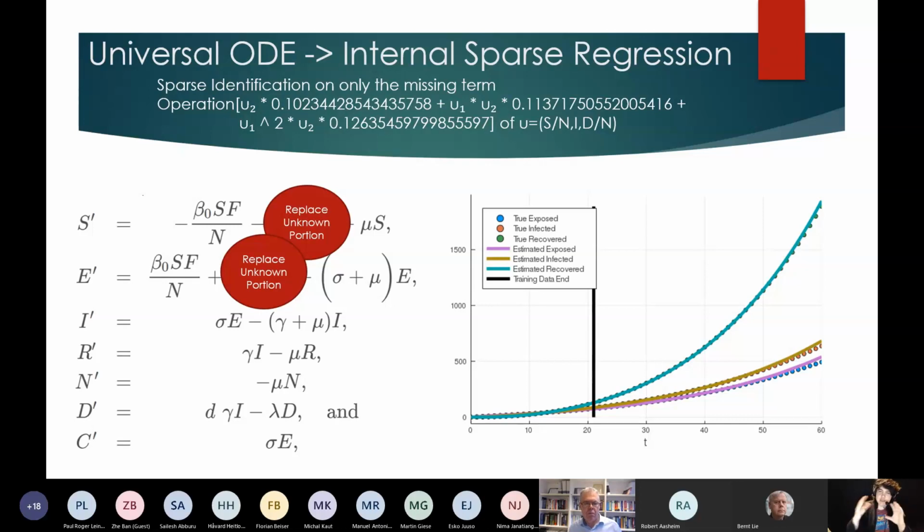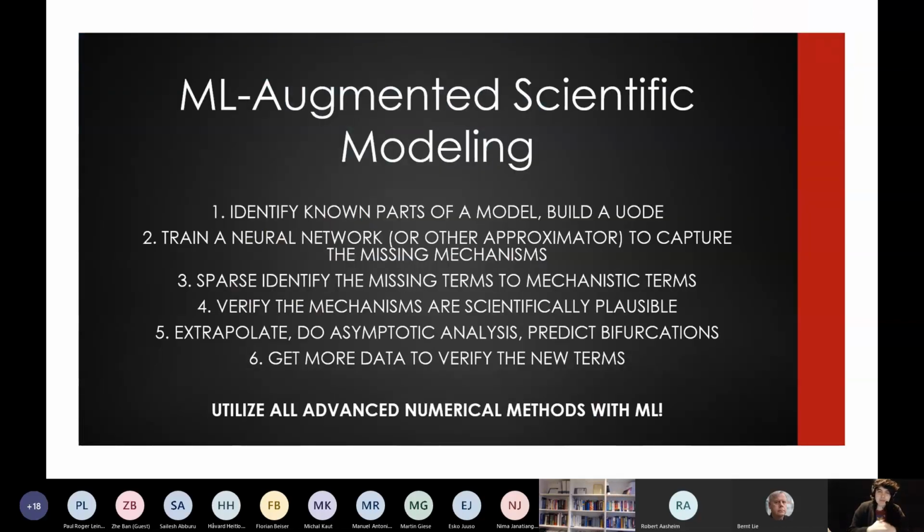So this is the idea that's going on with this universal differential equation modeling, where we're using neural networks as steps within this process of model identification and discovery of missing terms, and in the quantification of epistemic model uncertainty. Right. So the general idea here, just to recap, is this ML augmented scientific modeling approach where we identify the known parts of the model. We train neural networks within the unknown parts of the model. We sparse identify this back to mechanistic terms. We verify that these terms are scientifically plausible. We extrapolate from data, and we get more data to verify the terms, right?